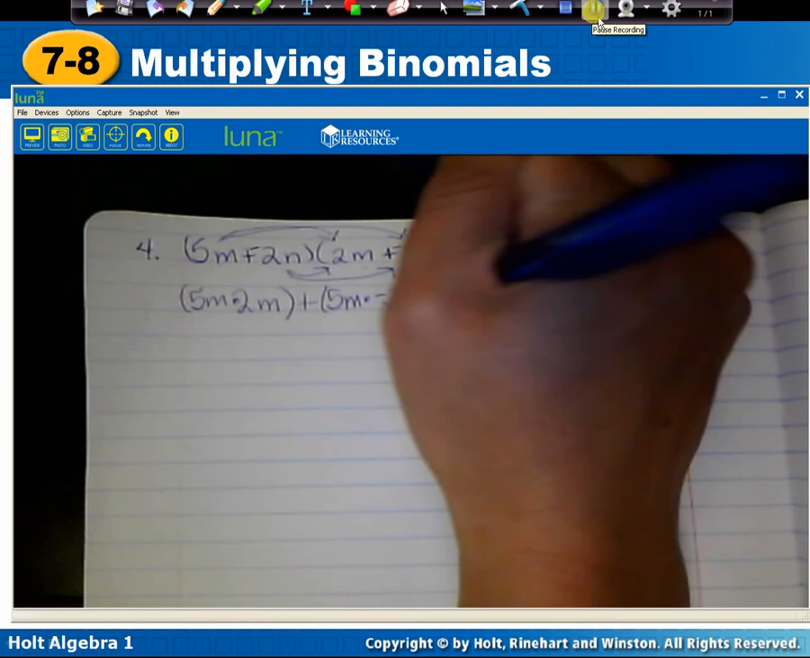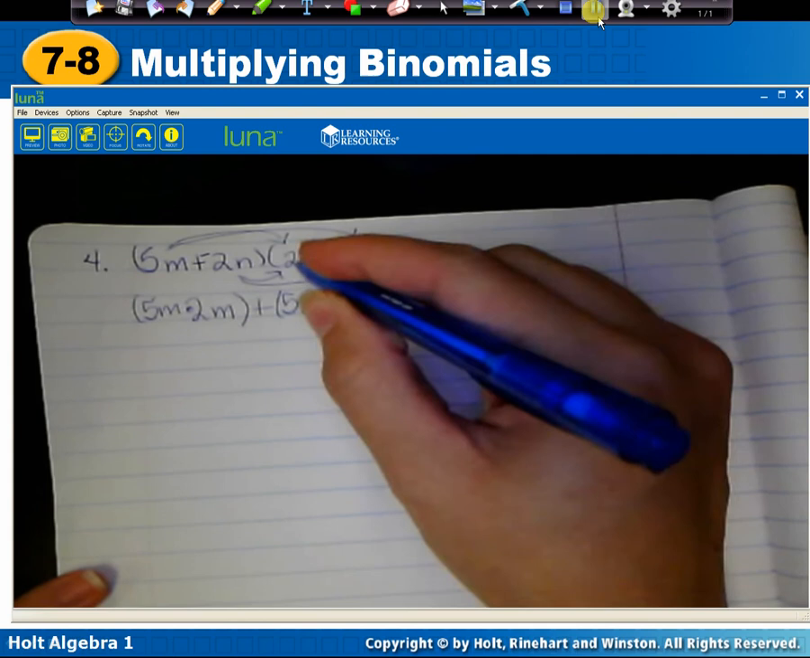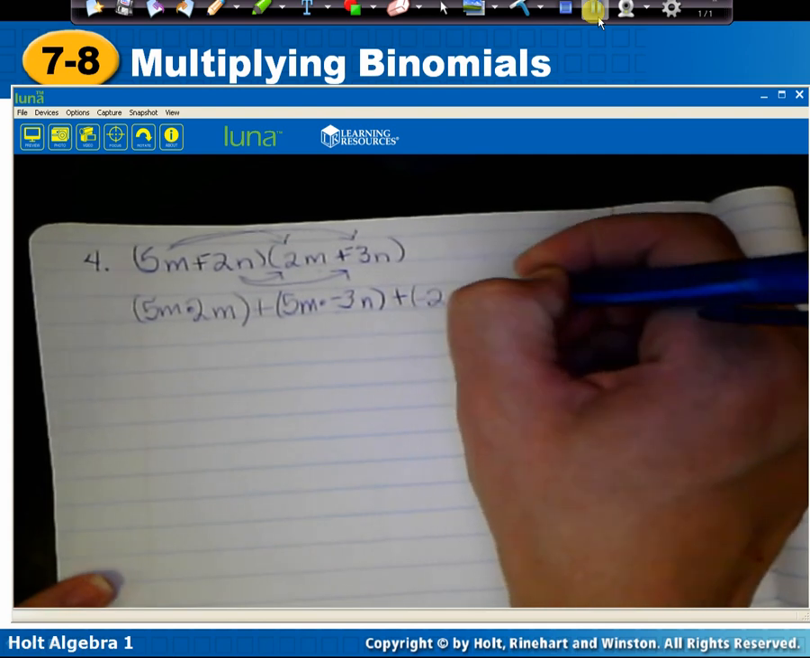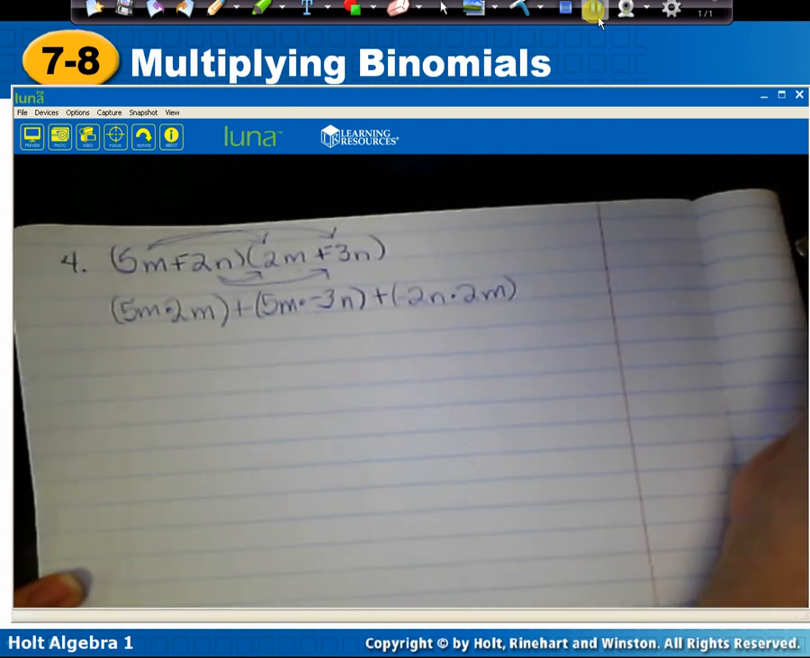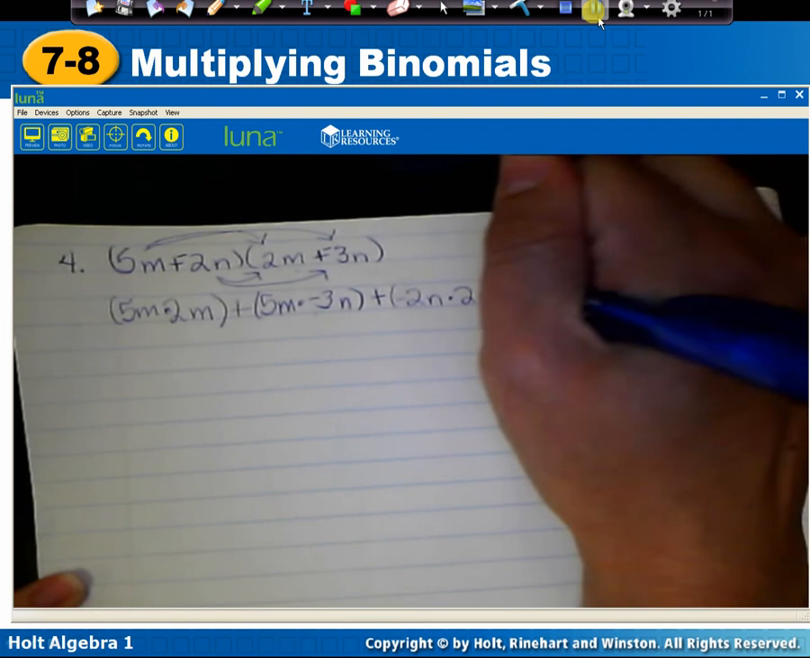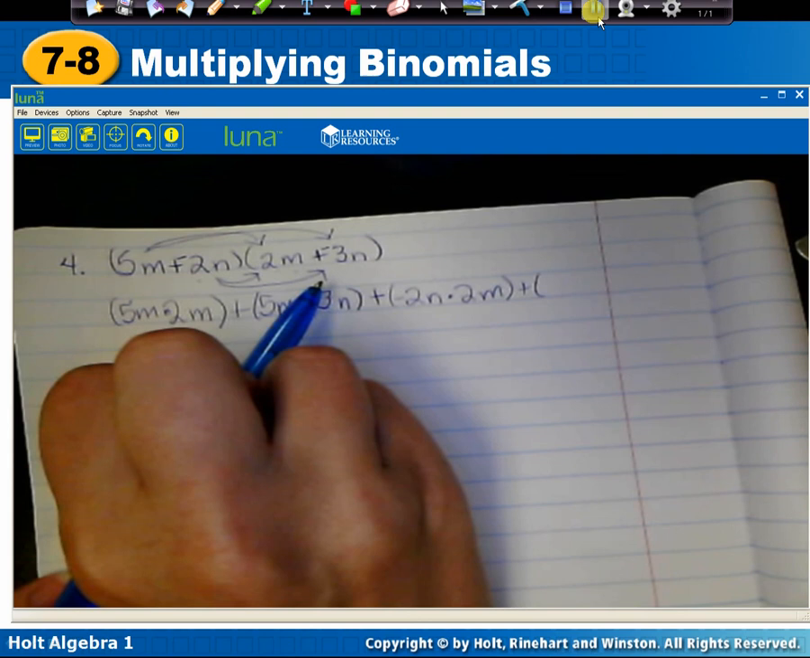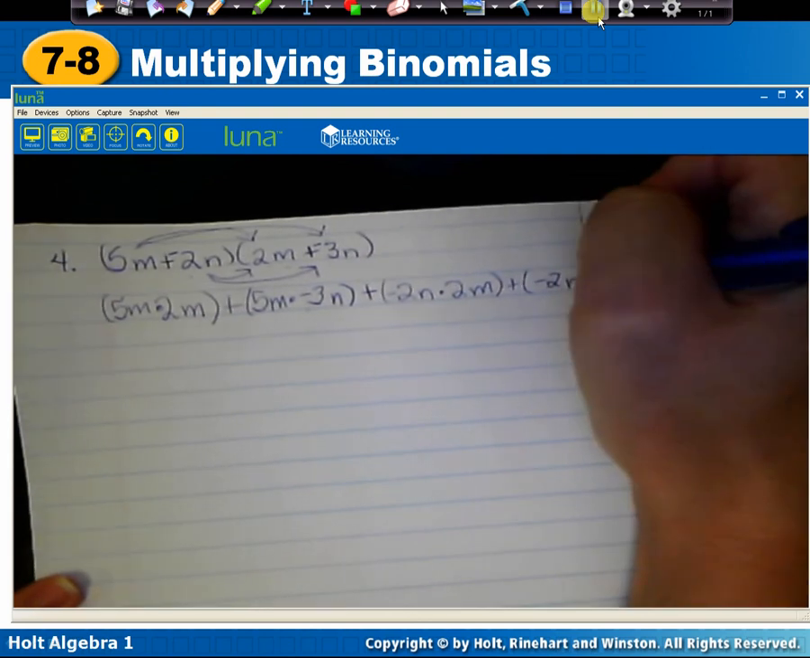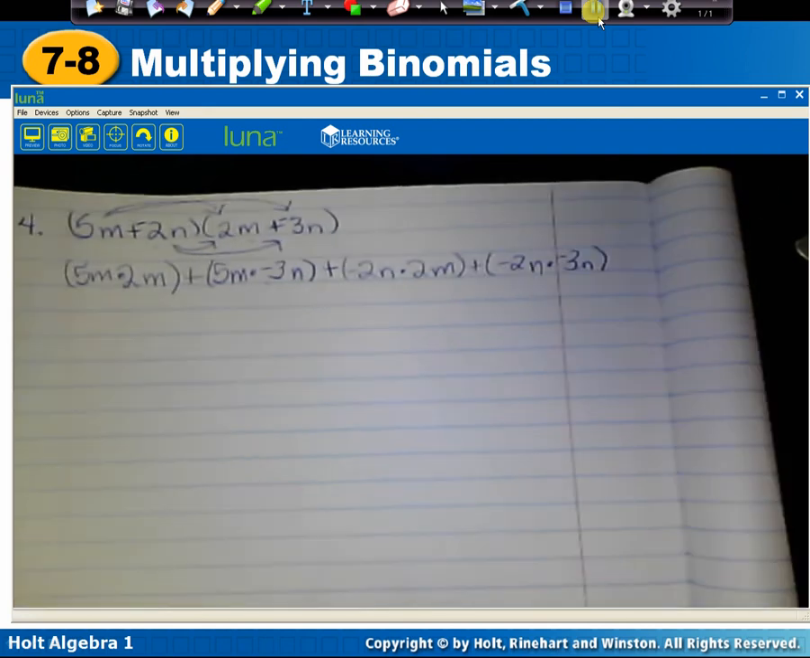Then I'm going to bring another plus sign down, and I'm going to say I have negative 2n times 2m. So that's negative 2n times positive 2m. And then lastly, I have negative 2n here times negative 3n. All right. So you should have all of that down. None of that is negotiable. All of that has to be on your paper right now.